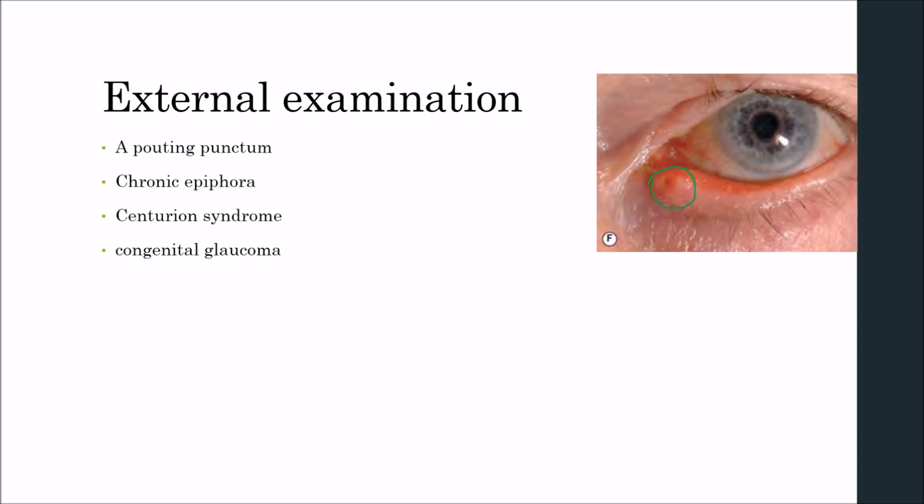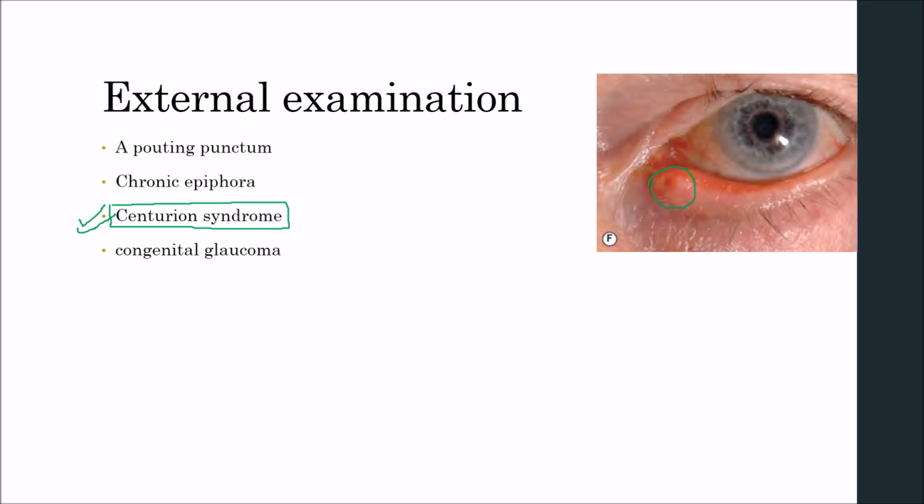This is something that should be kept in mind. It might be an important question for the exam. So we are going to keep Centurion syndrome in mind for examination. Now, in a small child, the commonest cause is punctal stenosis. Occasionally, congenital glaucoma can present in this fashion. So a congenital glaucoma patient, a child, will present with a watery eye.